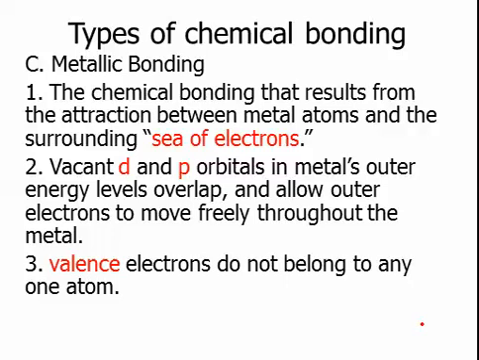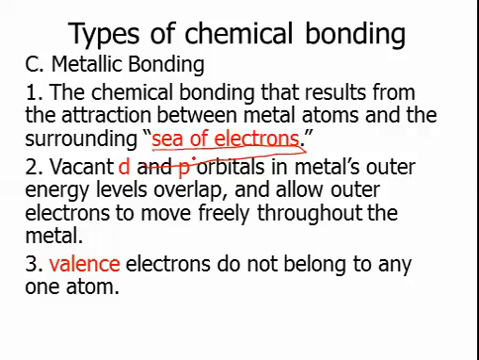And then the last type of bonding, and we haven't talked about this before, is metallic bonding, and this occurs in metals. It's the chemical bonding that results from the attraction between metal atoms and what's called the surrounding sea of electrons. And this is kind of a key thing. If you're going to remember anything for metallic bonding, most people remember what's called the sea of electrons.